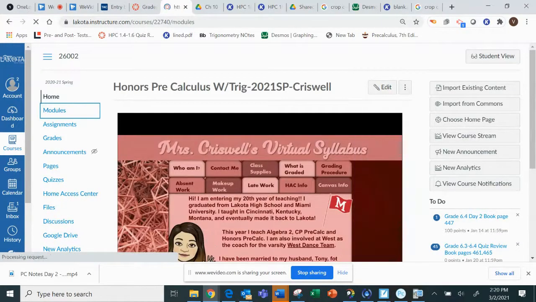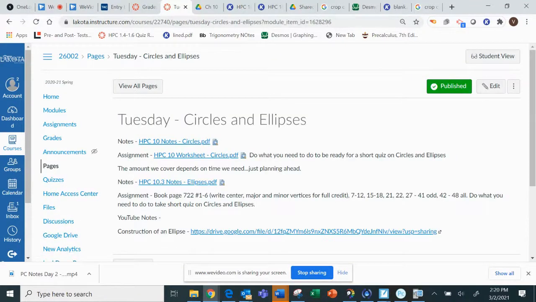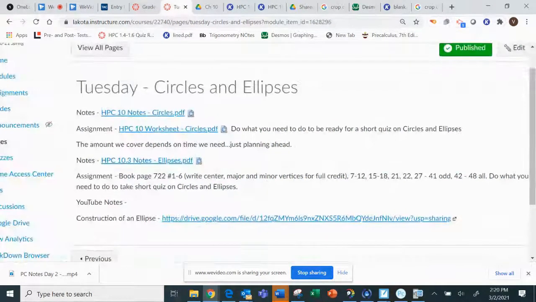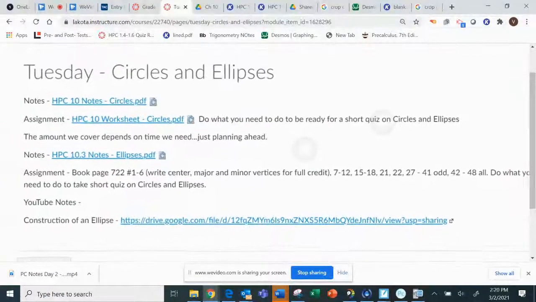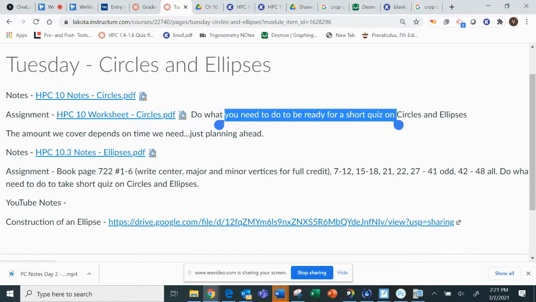On the module for today, I gave you guys some leniency and trust because some people said that they liked on the last test that I did not assign questions so they could do what they needed. Okay, some of you that didn't work out so well. Some of you it worked out great, okay? So I'm kind of doing that again just to see. I've given you a worksheet for circles. It says do what you need to be ready for a short quiz on circles and ellipses, okay?